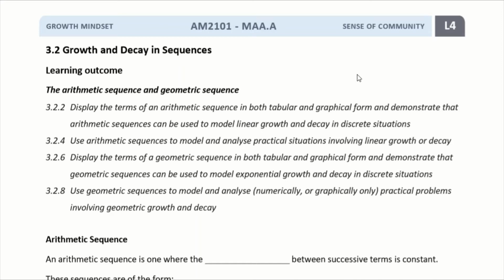Hi everyone, welcome to the fifth lesson for topic 3.2 growth and decay in sequences, or you can call this the second part of lesson 4 as well. So we are going to continue our previous lesson.